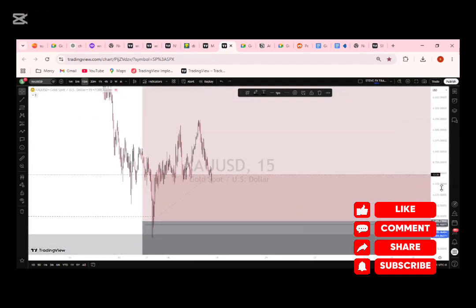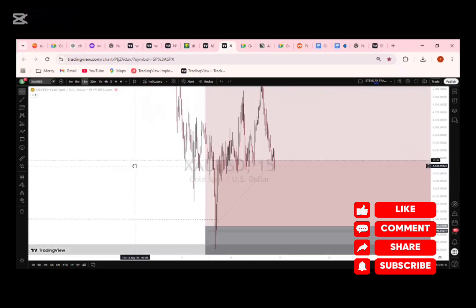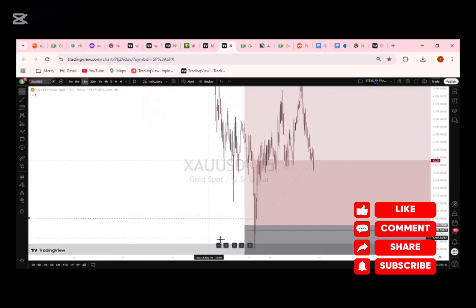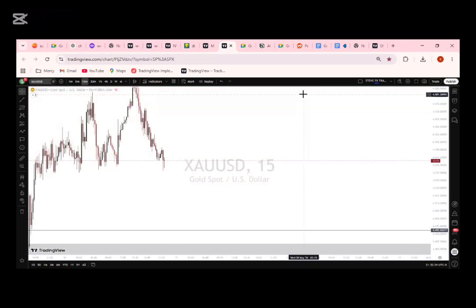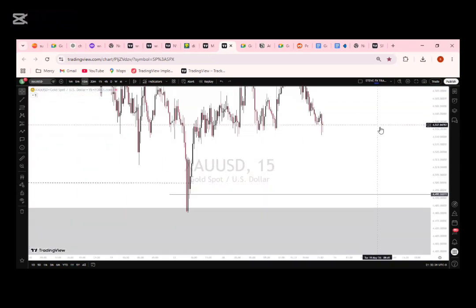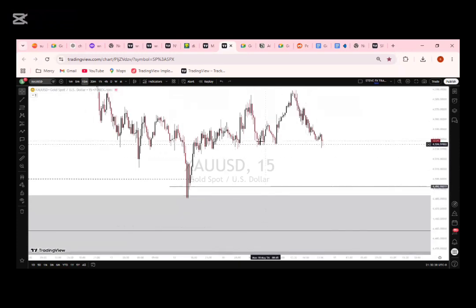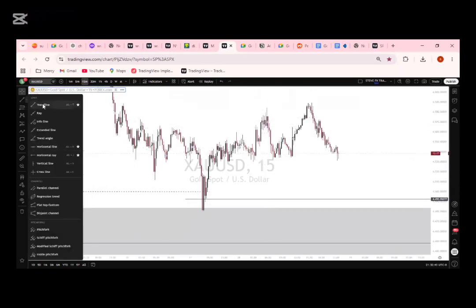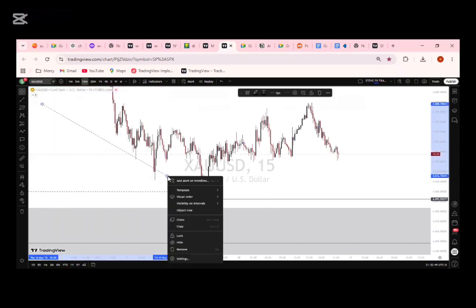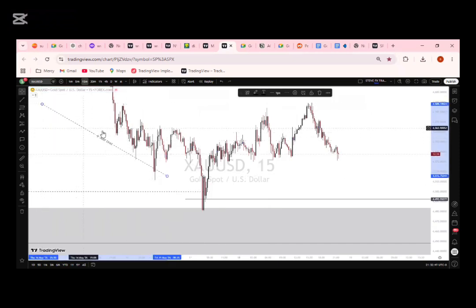So when we come to our 15 minutes time frame, can we identify a market structure shift, or a shift in market structure, from that particular zone? Now we have the mitigation around this point. We see that we had a break.